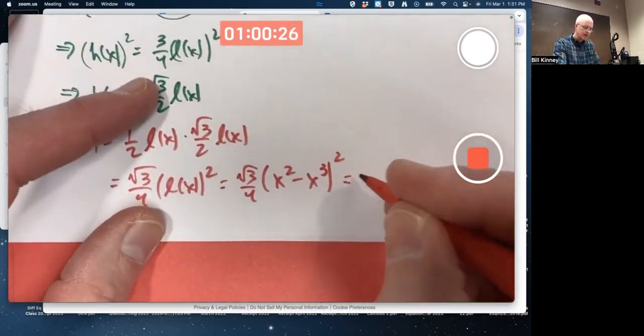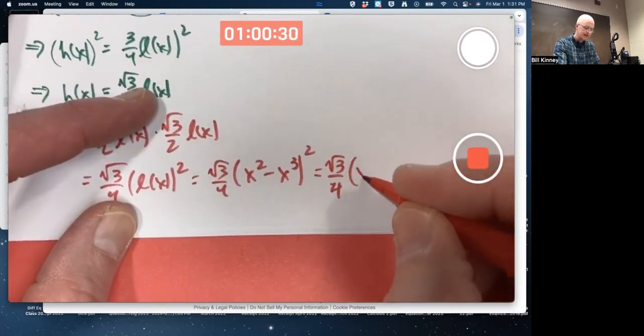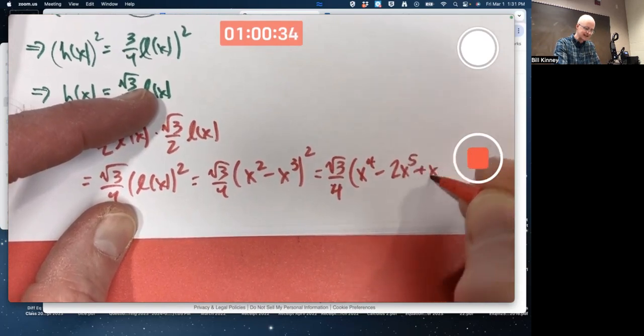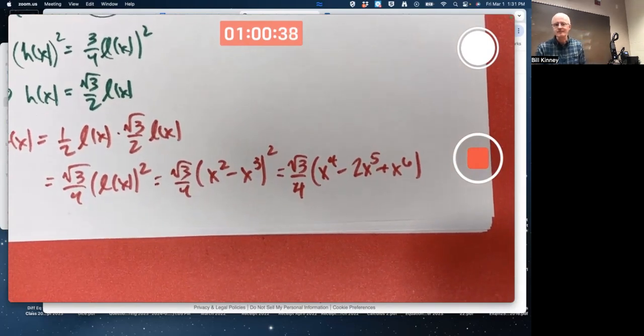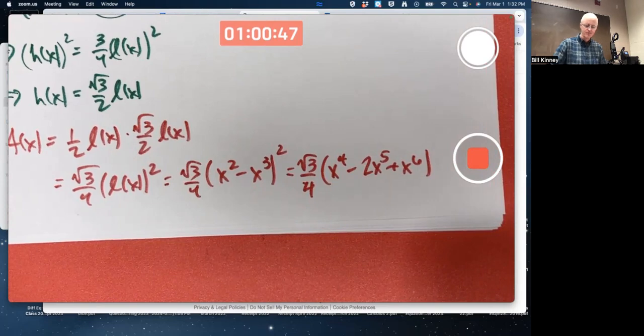Okay, so let's expand this. Square root of 3 over 4. If I expand that, I'll get x to the 4th minus 2x to the 5th plus x to the 6th. I foiled in my head there. And that is A of x. That's the function I get to integrate from 0 to 1. Definitely doable, including by hand. For the sake of time, let's just have Mathematica do it.